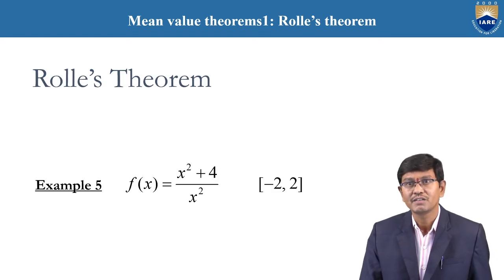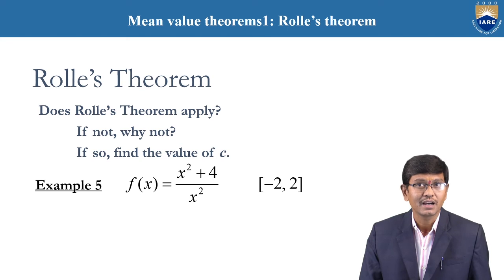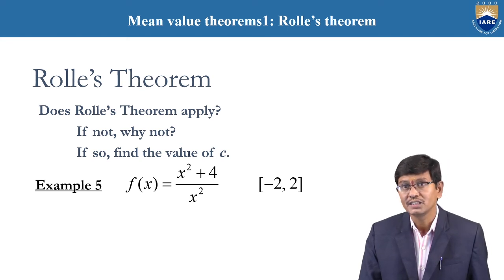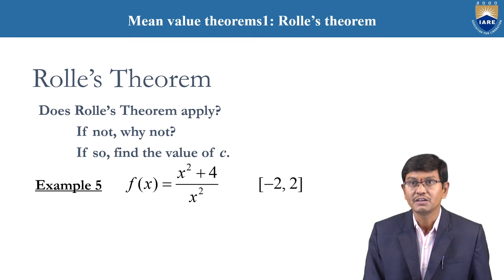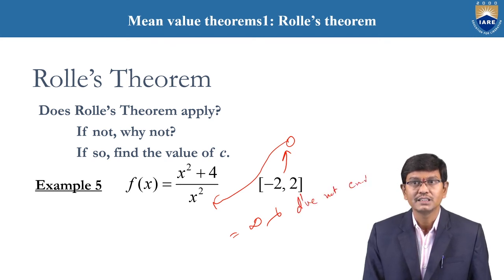And one other condition, f of x is equal to x squared plus 4 by x squared. The limits are between minus 2 comma 2, whether Rolle's theorem can apply or not. Here clearly it is not applicable. Why? Because in minus 2 comma 2, the point 0 lies in between. But when you replace x equal to 0 here, the function is equal to infinity. Therefore, if the function is infinity, the derivative does not exist. Therefore, Rolle's theorem is not applicable.